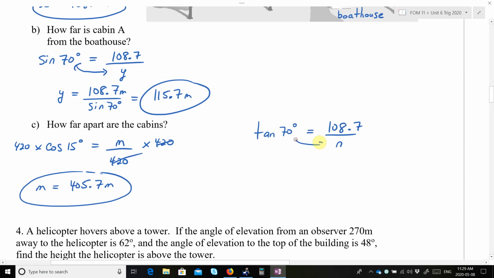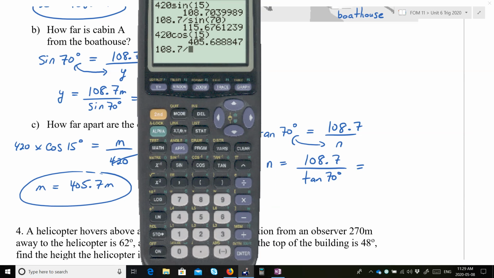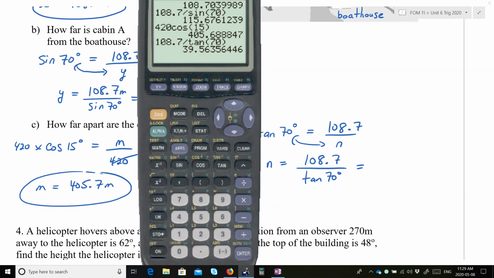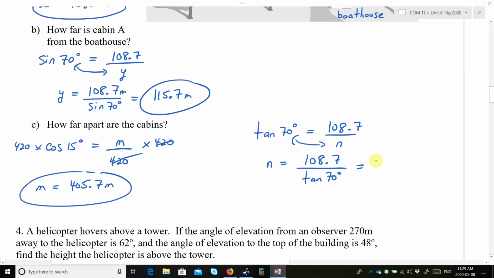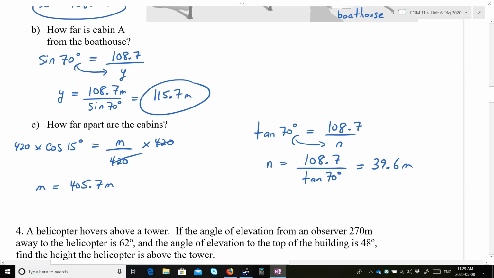Okay, in this case, those end up switching. n equals 108.7 divided by tan 70, ding, 39.6. And yeah, I don't want to circle this one because that's not a final answer.